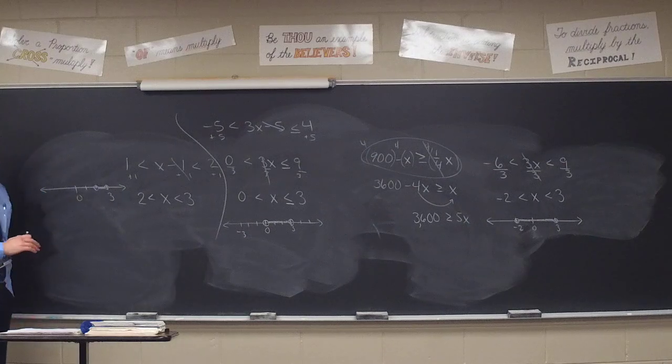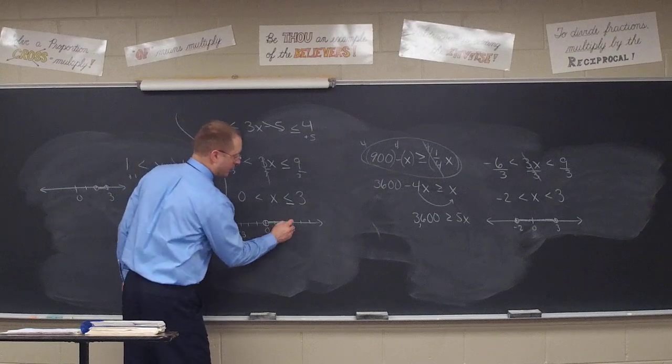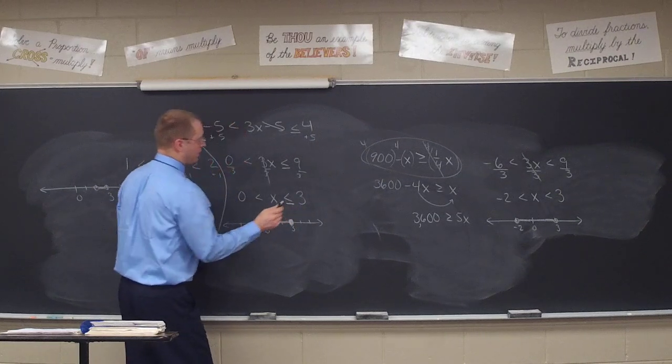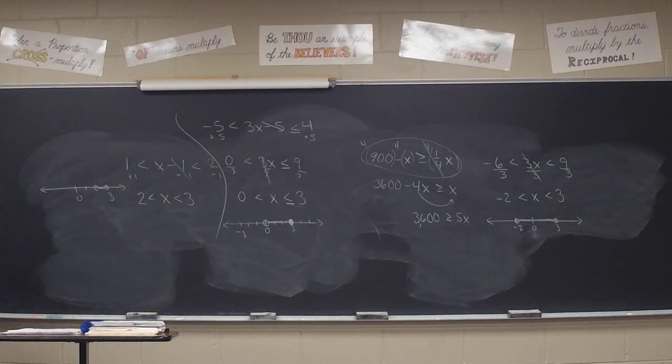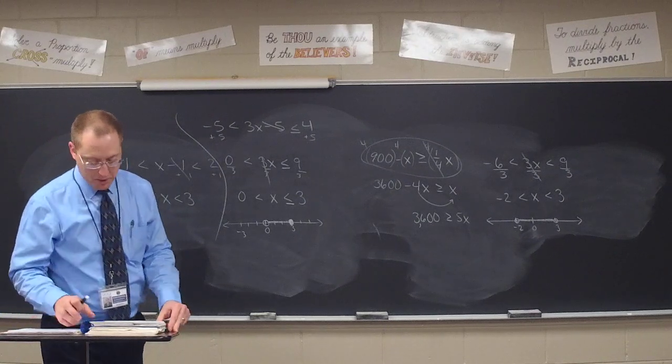What's the only difference to the graph now, Curtis? 3 is a closed dot. 3 is now a closed dot, a solid dot on the 3. And that's all we would do differently there. Questions on number 7? Number 9.